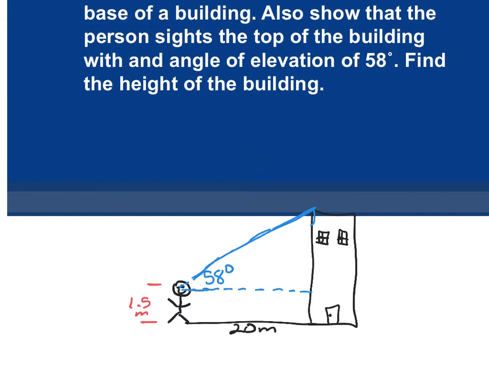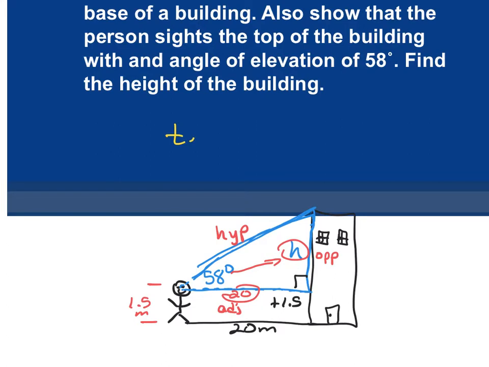So what I'm going to do here is find this piece of the building. I can call it H. Once I get that H, I need to go back and add in the man's height. So let me figure out which trig ratio. Here's my right angle, uses this side, and then this side over here is going to be a 20. So I need to label these in relation to the 58 degrees. So across from the 58, this H is going to be opposite, and the 20 is going to be adjacent, because my hypotenuse is over here. So the trig ratio that uses opposite and adjacent is going to be tangent.